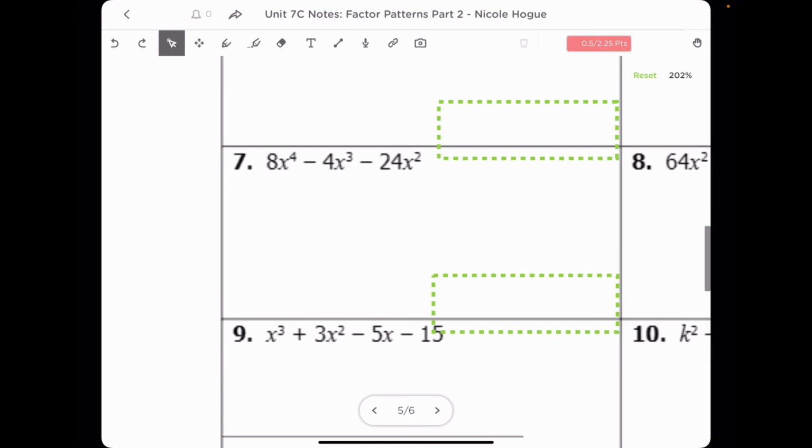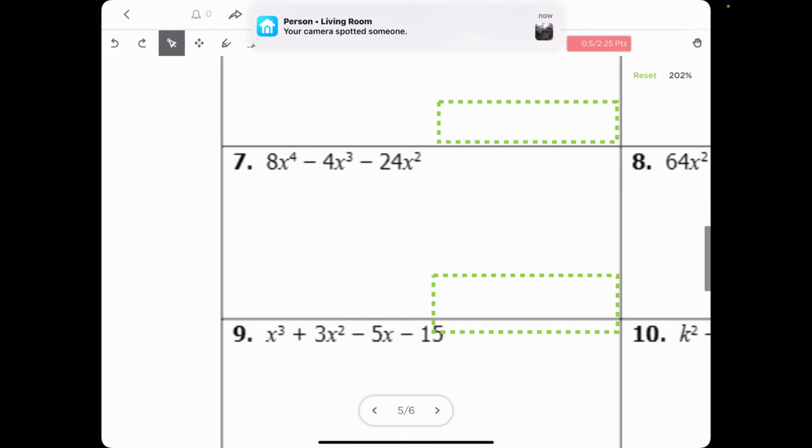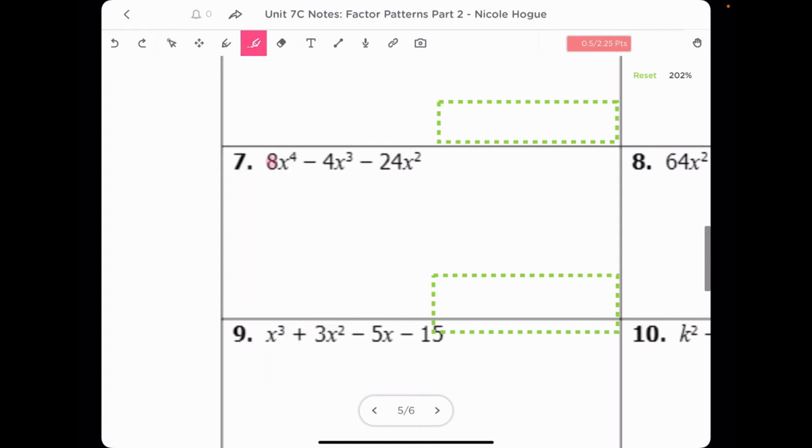So looking at number 7, what we have here is 8x to the 4th minus 4x to the 3rd minus 24x squared. So the first thing we need to do is find the greatest common factor between 8, 4, and 24. Well, we should know that by looking at 4, the lowest number there is 4. And we know that 4 is a factor of both 8 and 24. So 4 is the greatest common factor of all of those.